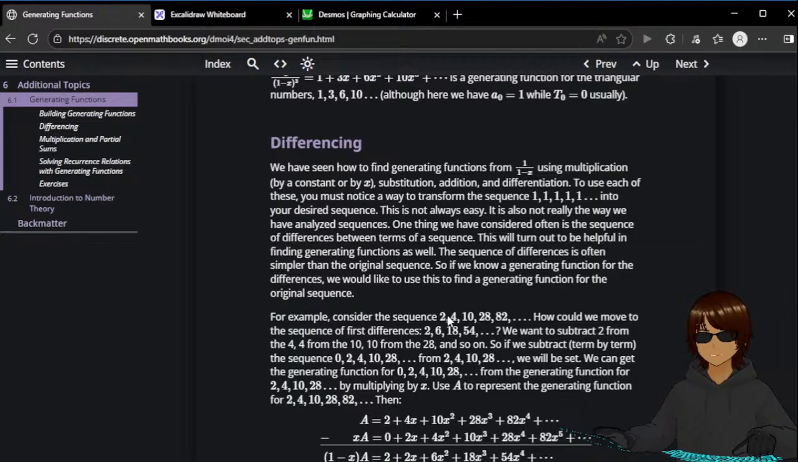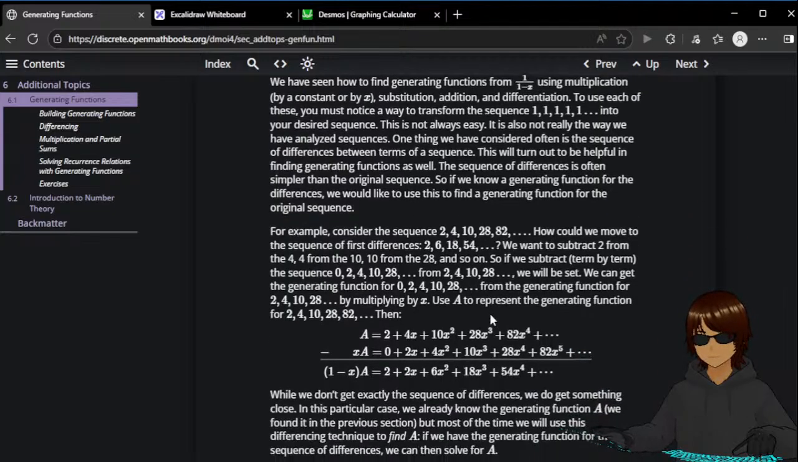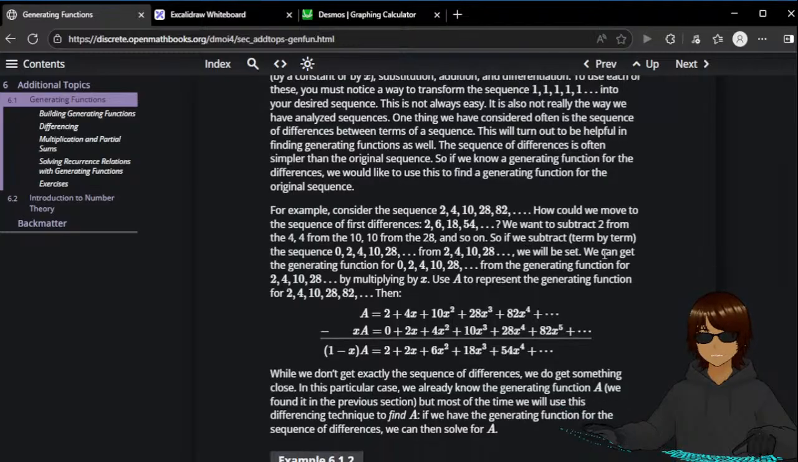For example, consider the sequence 2, 4, 10, 28, 82. How could we move to the sequence of first differences 2, 6, 18, 54? We want to subtract 2 from 4, 4 from 10, 10 from 28, and so on. So if we subtract term by term the sequence 0, 2, 4, 10, 28 from 2, 4, 10, 28, we will be set. We can get the generating function for 0, 2, 4, 10, 28 from the generating function for 2, 4, 10, 28 by multiplying by x.